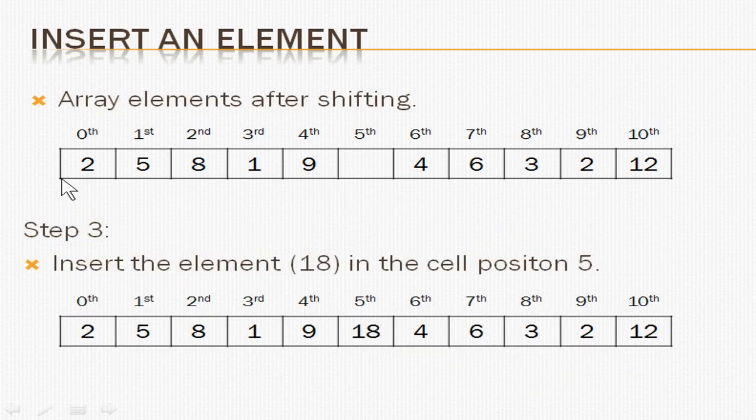So you can see here the same array elements will be after shifting. 5th element is empty. Remaining all elements have been shifted towards the right. That is the logic. So you have to start from the last, shift one by one towards the right, to make the position value where you are going to insert the element free. Okay. Now insert the element 18 at the position number 5. Okay. This is how you are going to do it. We are going to see it as a program.